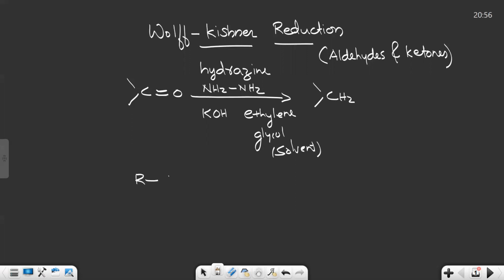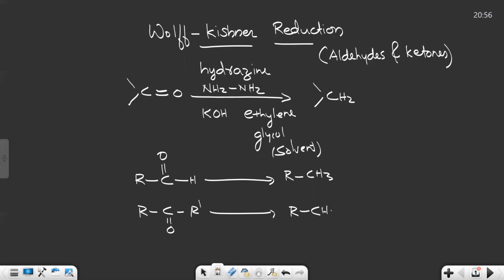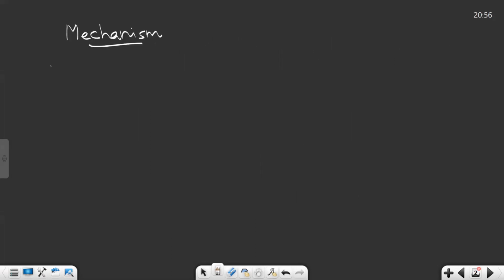So if you take an aldehyde, R-C=H, when you treat it with all these reagents, then you will get RCH3. Similarly, if you take a ketone, R-C=O-R', you will get RCH2R'. Now we'll see the mechanism of this reaction.